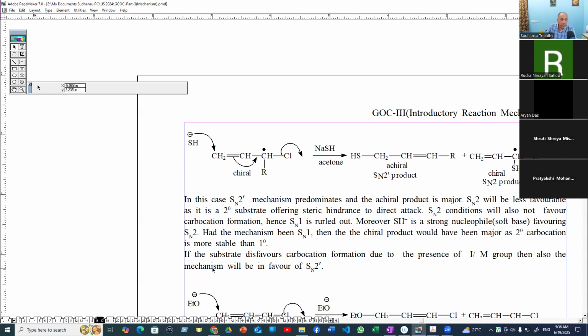SN2. So the simultaneous attack in a rearrangement mode and direct mode has happened. You just read it out. I'm saving time.